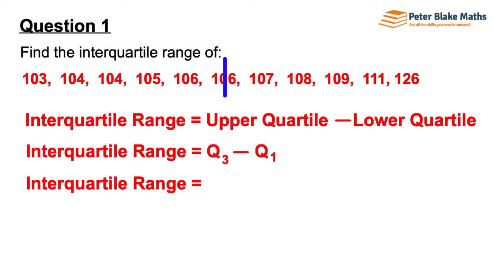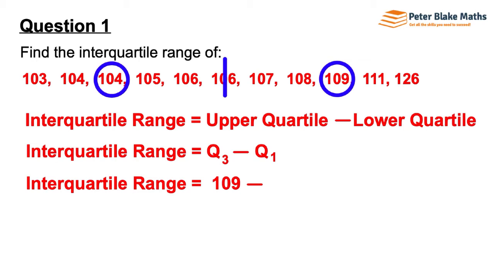So we'll find the median, or the middle number in the top half, which will be 109. That'll be what we call Q3, or our upper quartile value. And we'll find the middle of the lower half, which is 104. We'll call that our Q1, or our lower quartile value.